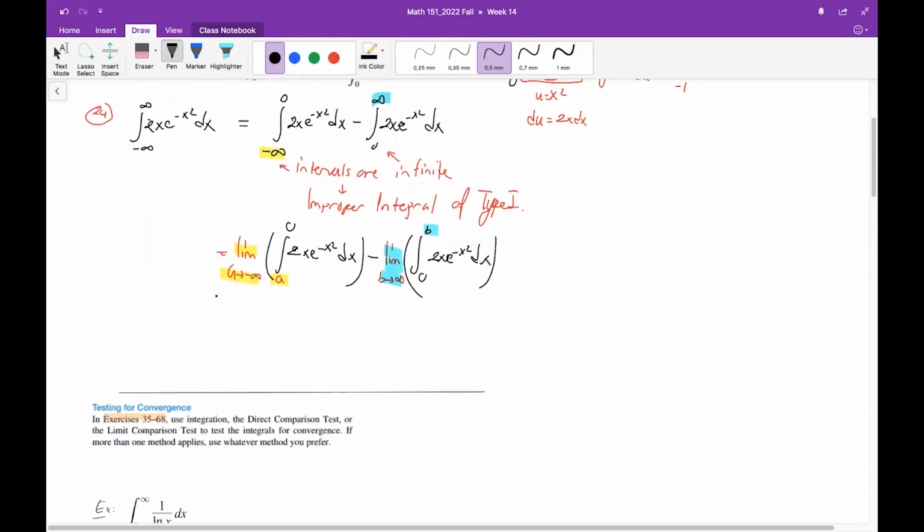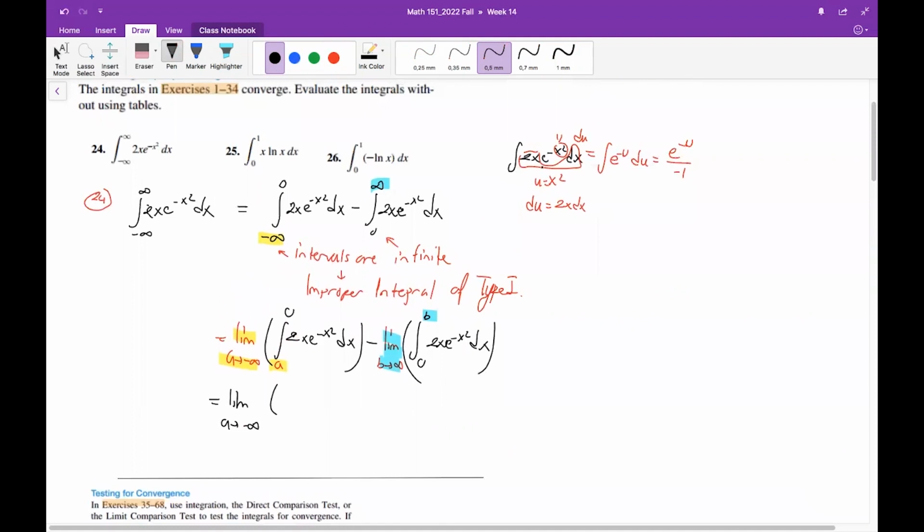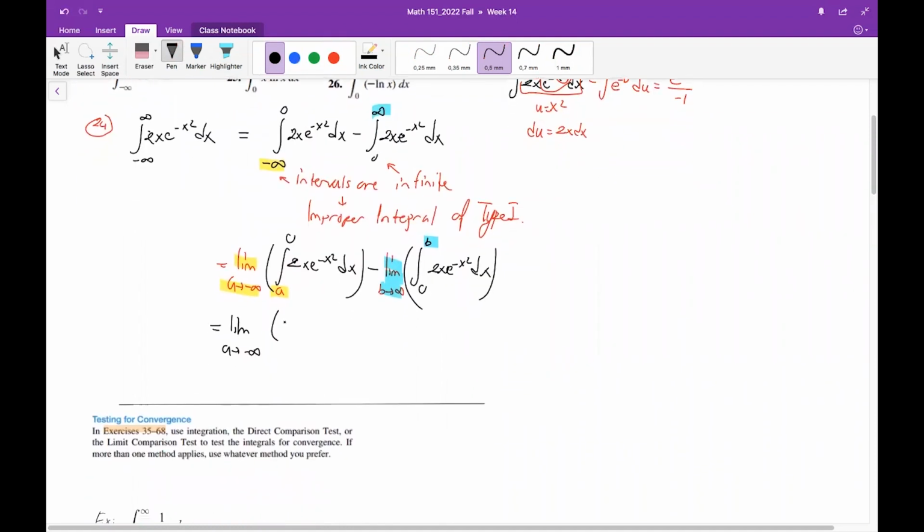So let's write this down. Here we have a goes to minus infinity, and we evaluated the integral. And then of course you need to do back substitution, you need to turn back to x. So this integral is evaluated as e to the power minus x squared divided by minus 1, evaluated at the upper and lower boundaries like that. And similarly for the second one, e to the power minus x squared divided by minus 1, where x is from 0 to b.